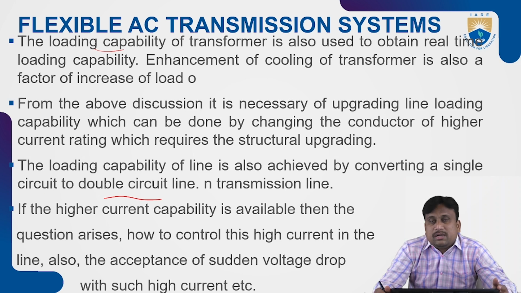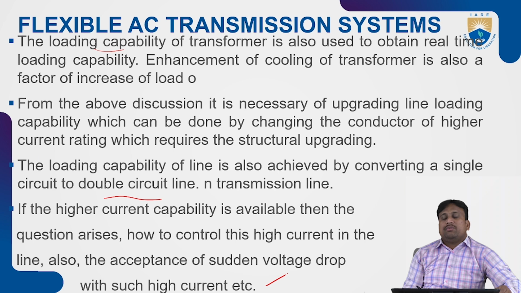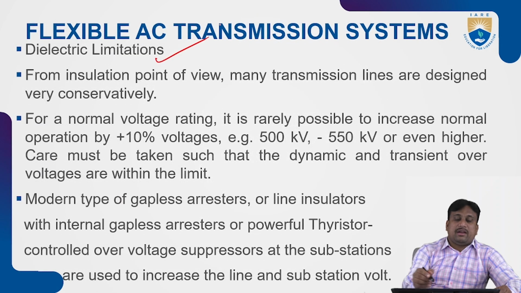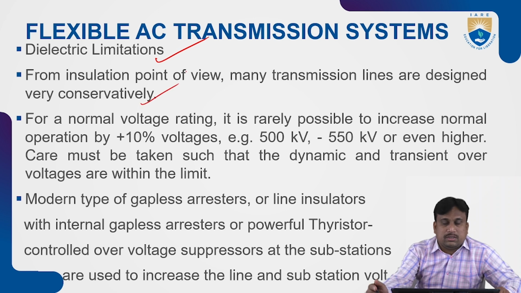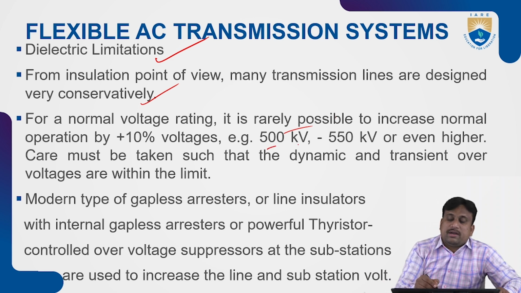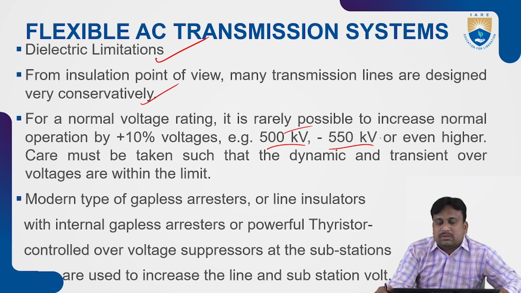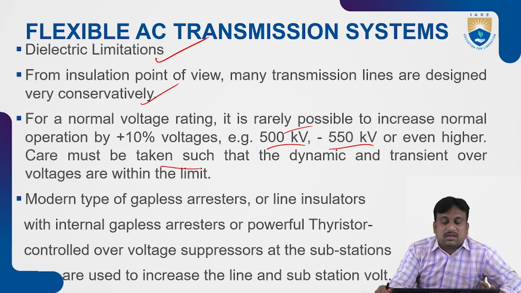So if the higher current capability is available, then the question arises how to control this high current in the line, and also to keep the sudden voltage drop with the high current within acceptable limits, which may be one of the factors that should be treated. So coming to dielectric limitations, this should be considered from the insulation point of view. Many transmission lines are designed very conservatively. So for a normal voltage operating range, it is rarely possible to increase the normal operation by about 10% voltage, like 500 kV to 550 kV or even more. Care must be taken such that dynamic and transient conditions of the voltage are within the limit range.